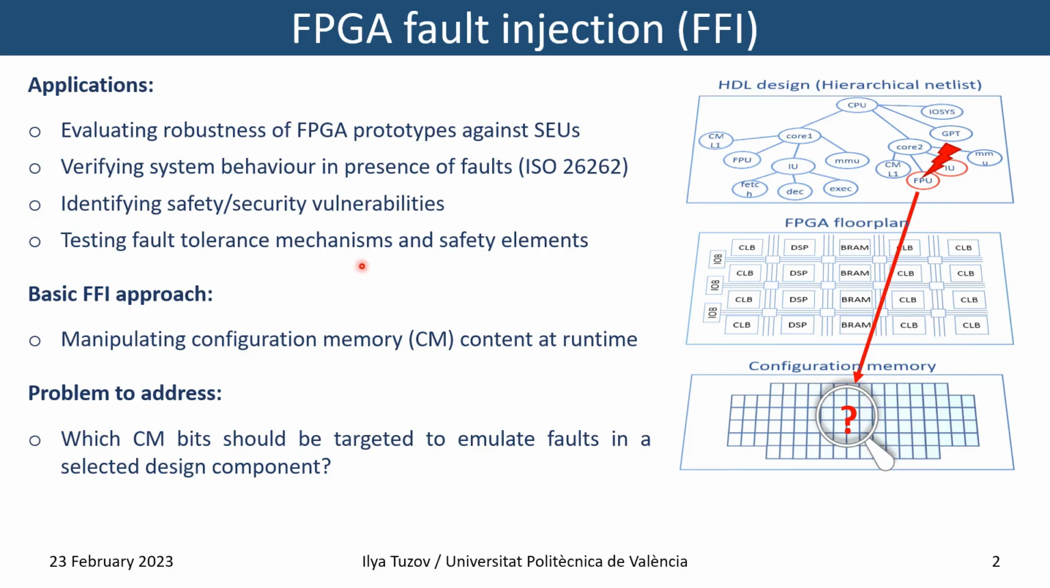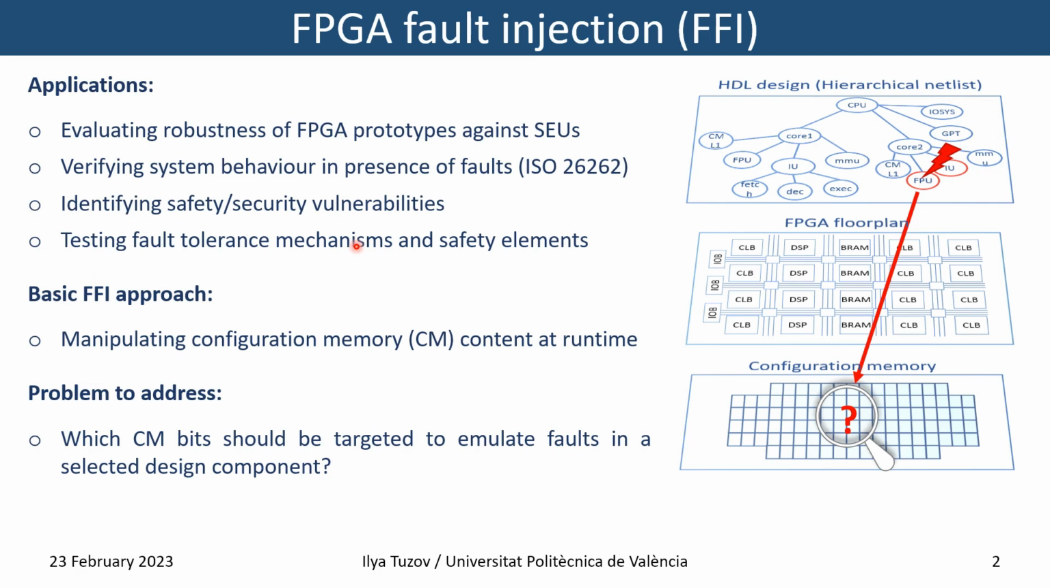FPGA fault injection is a well-known verification technique. It has many applications in FPGA prototyping, including robustness evaluation, verification of a system behavior in presence of faults, identification of safety and security vulnerabilities, and also testing fault tolerance and safety mechanisms.